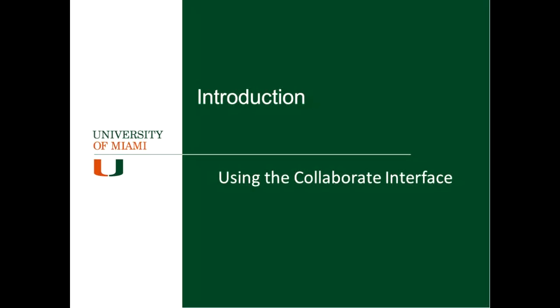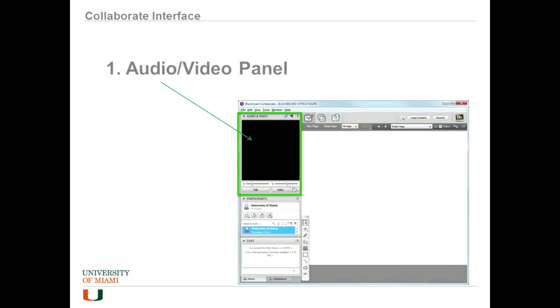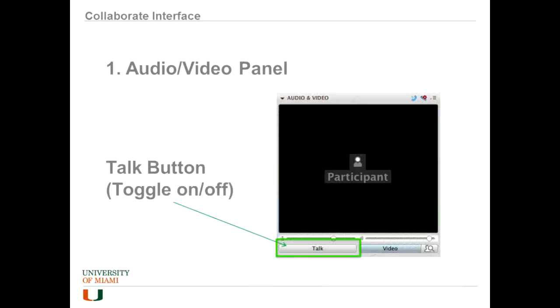Using the Collaborate interface is extremely easy, but if you note some things, it can help. There are four main panels: the audio-video panel in the upper left, probably in the upper left of your computer screen right now. Below it, the participants panel. Below that, the chat panel. And then the big box where you're looking at my picture is called the content area. I'm going to go through each one of those very quickly and point out some things. So we're going to start with the audio-video panel.